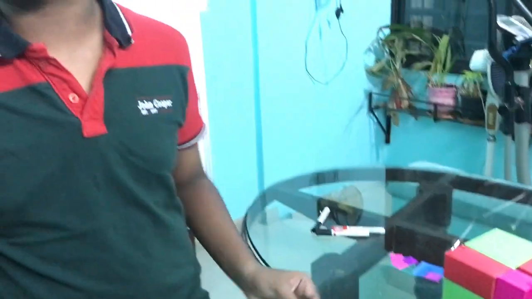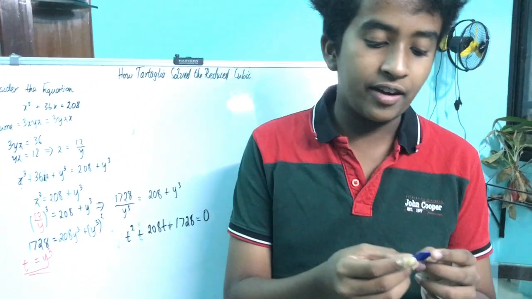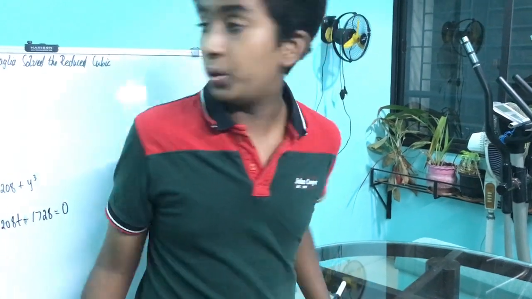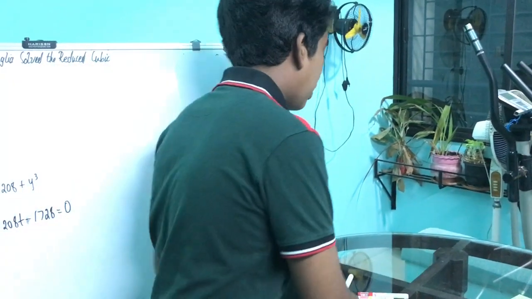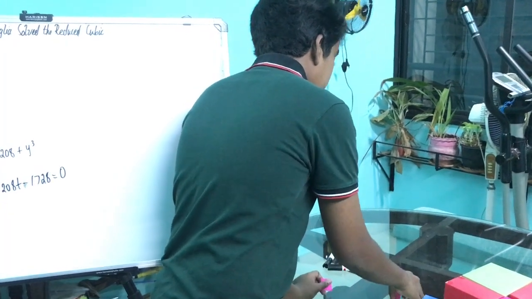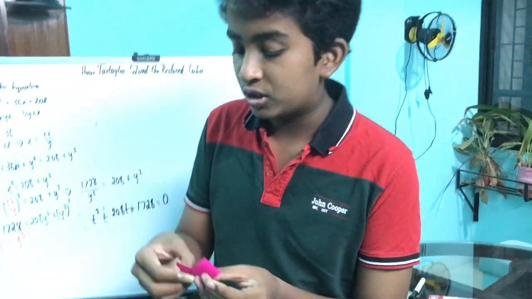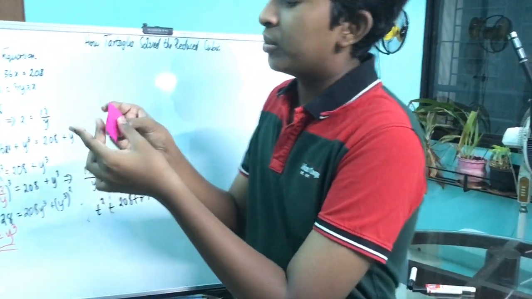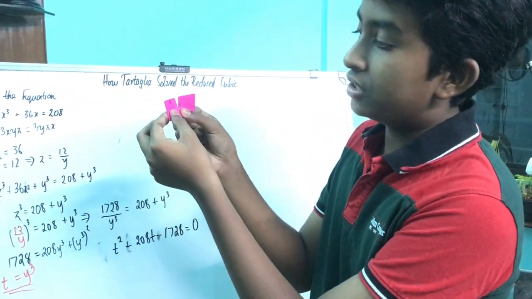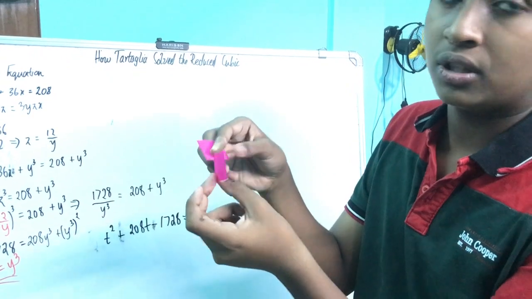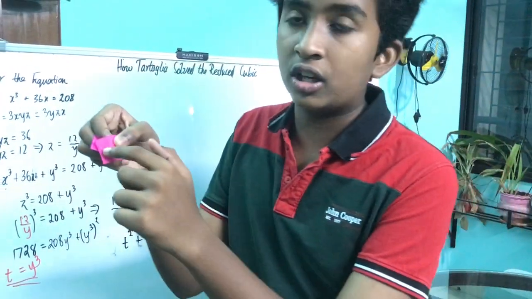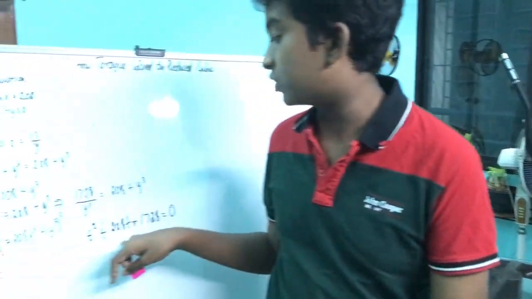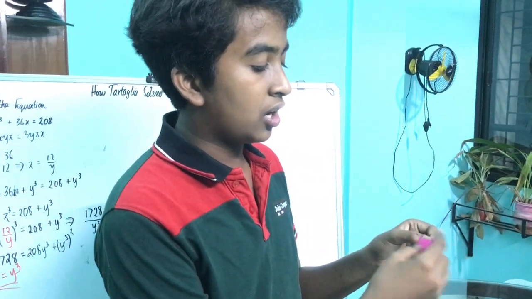Here, we also take the geometrical meaning. T squared is the area of this square with side lengths t. And 208t is actually the area of a rectangle. It's originally 208t, but we split it like this to get two rectangles with length 104, breadth t. So both of these are identical like that. So we split the original rectangle 208t into two smaller rectangles, 104 by t each.